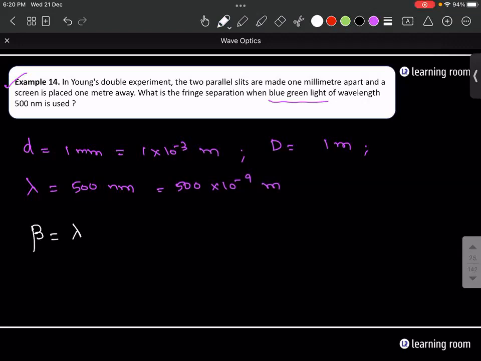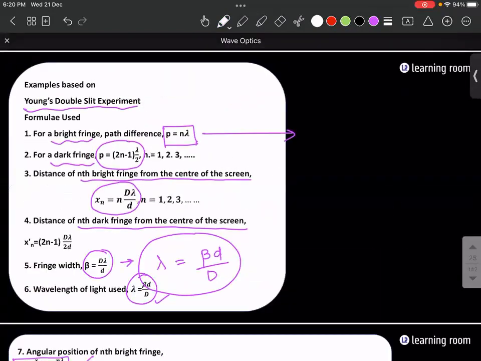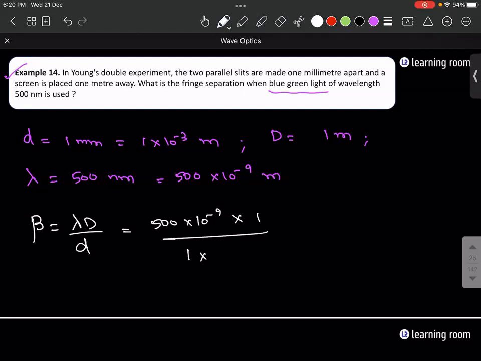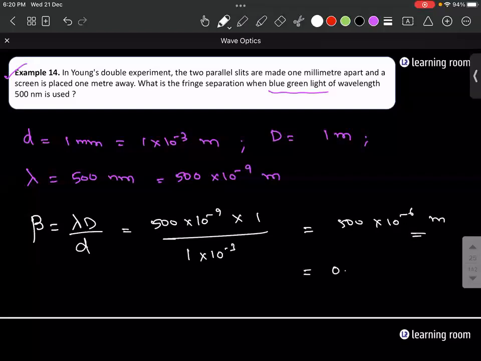What is the fringe separation? So beta is equal to lambda into capital D divided by small d. Lambda is 500 into 10 power minus 9, capital D is 1, divided by 1 into 10 power minus 3, which will be 500 into 10 power minus 6 meter, or this can also be written as 0.5 millimeter.